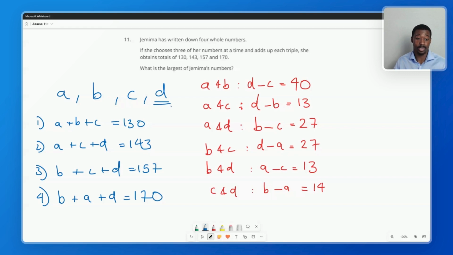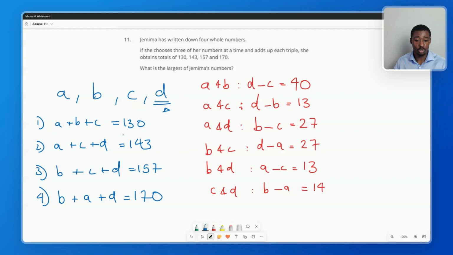Because remember, once again, D is the letter we care about. D is clearly going to be the biggest number, the largest of Jemima's numbers, because again, when we compare it to every single other letter and we subtract every single other letter from D, we're left with a positive number, which shows D must be bigger. So let's just start with equation 1. We have A plus B plus C equals 130.